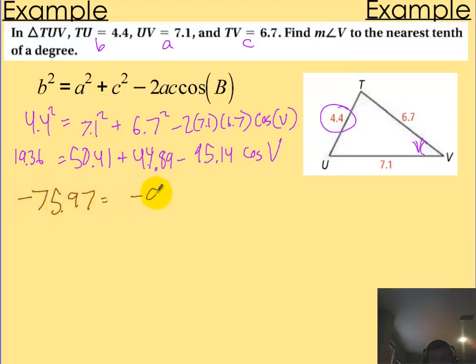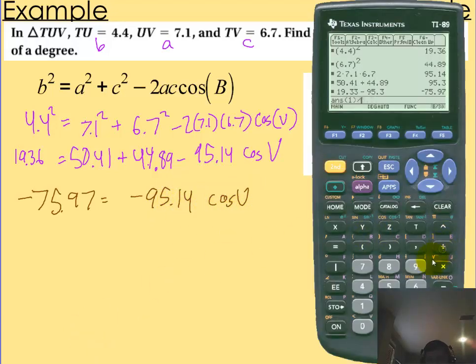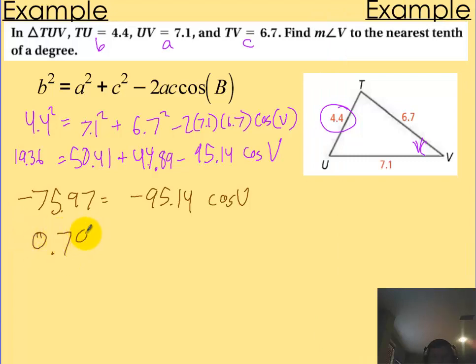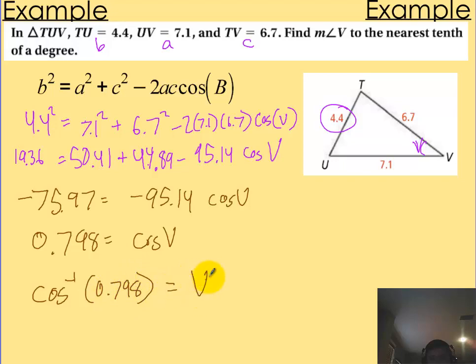So I'm going to get negative 75.97 equals negative 95.14 cosine of V. The next step, I have to divide by negative 95.14, and I get 0.798. So 0.798 equals the cosine of V. So that's going to be the inverse: inverse cosine of 0.798 equals V.